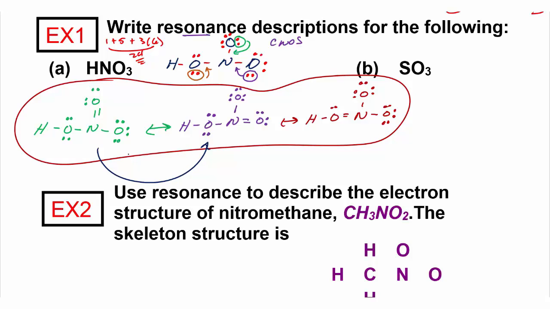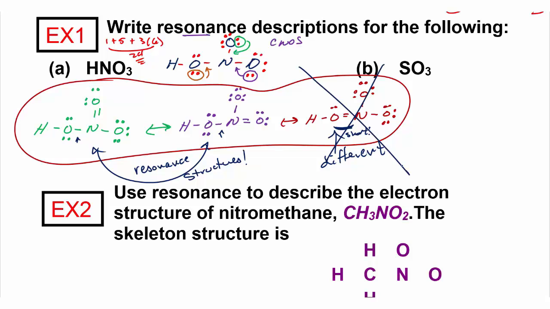Through symmetry, these two are resonance structures because they look exactly the same. This one is different. So it's not a resonance structure. Why is it different? Because look where the double bond is, between this oxygen with the hydrogen on it. That's a shorter bond. It's way too short. Here it's a single bond and a single bond. So we cannot include this in our resonance description. It's only these two.